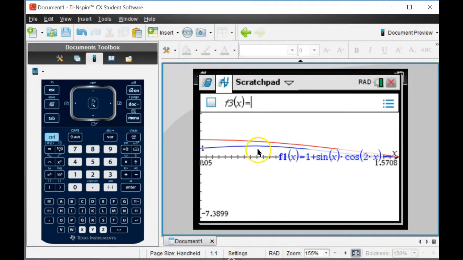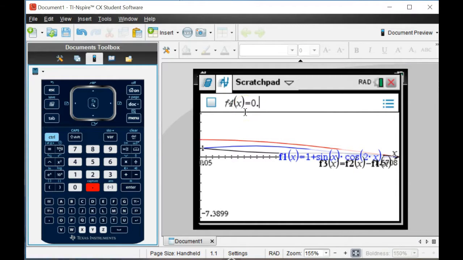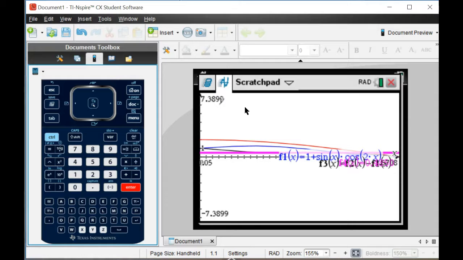I've got a graph for f1, which is f of theta, a graph for f2, which is g of theta. What I need to do is create a third graph, and that third graph is f2 of x minus f1 of x. Remember, that's g of x minus f of x. That's the black graph. And I want to figure out where this is equal to 0.485. So I'm going to then type in the horizontal line, y equals 0.485.